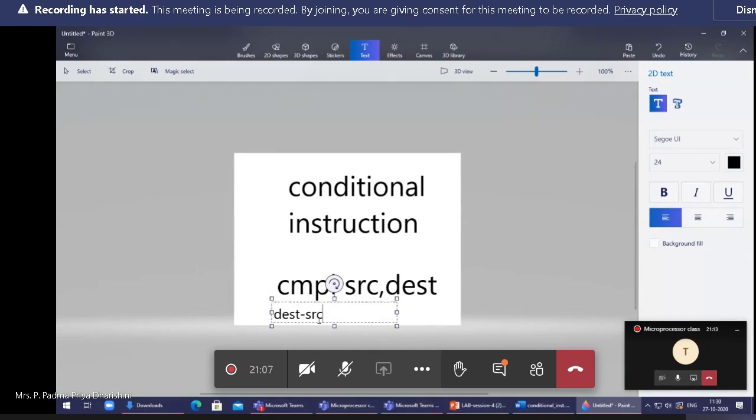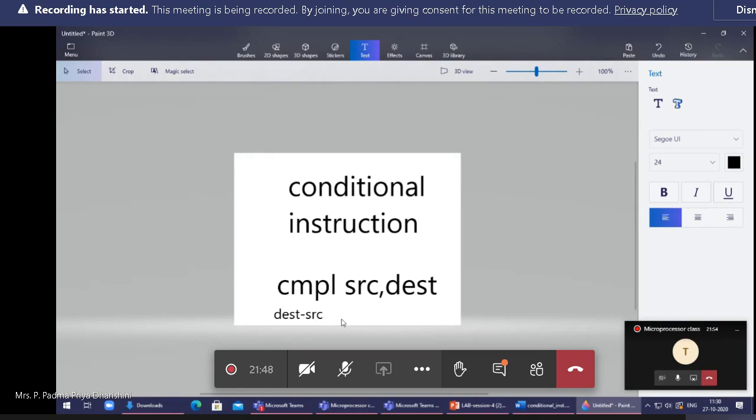What is the difference between this compare instruction and the subtract instruction? Anyone? I just explained that the meaning of the compare instruction is that the source value is subtracted from the destination, and in the next line I also wrote destination minus source. By looking at the meaning, can you find out what the difference is? Ma'am, subtract is source minus destination. No. Then I don't know.